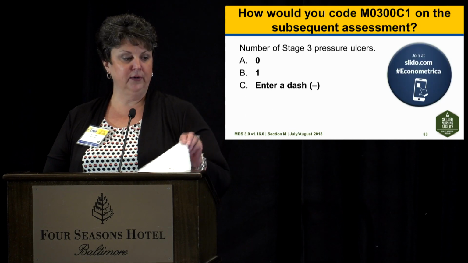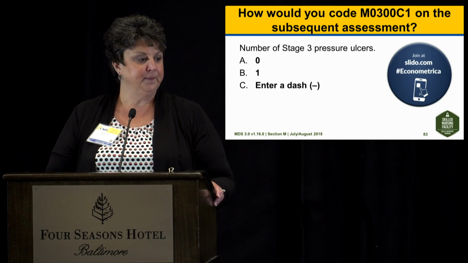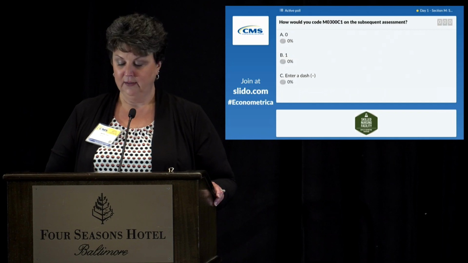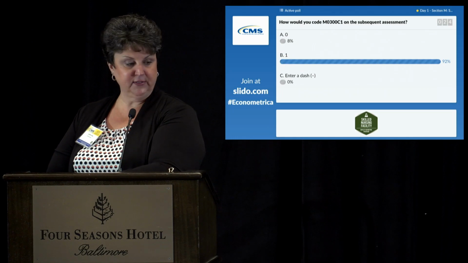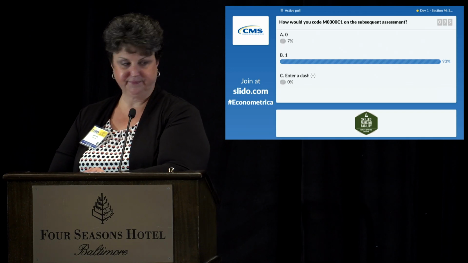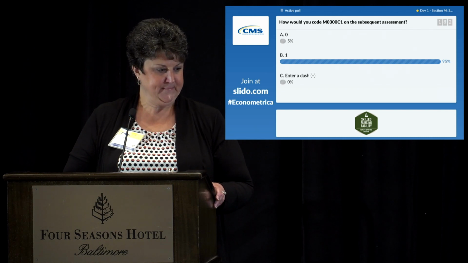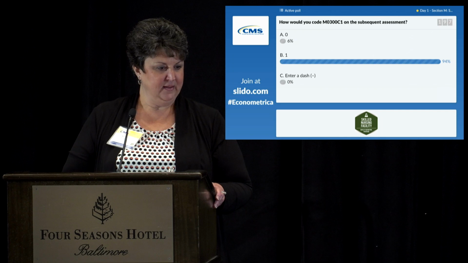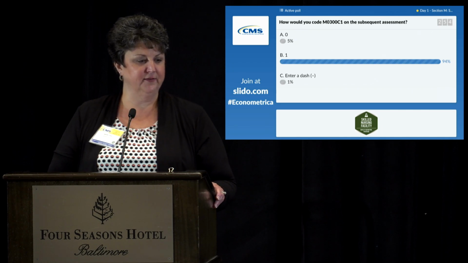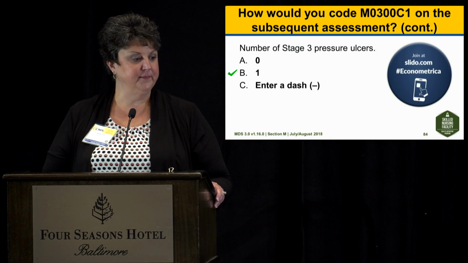So how are we going to code M0300C1 on the subsequent assessment? Number of stage 3 pressure ulcers. Will we code it A0, B1, or C? Enter a dash. And it looks like about 94% of you all say that it's B1.